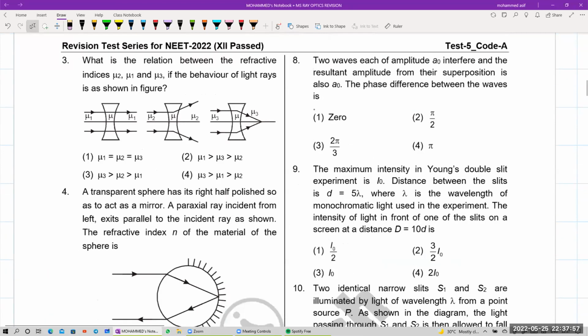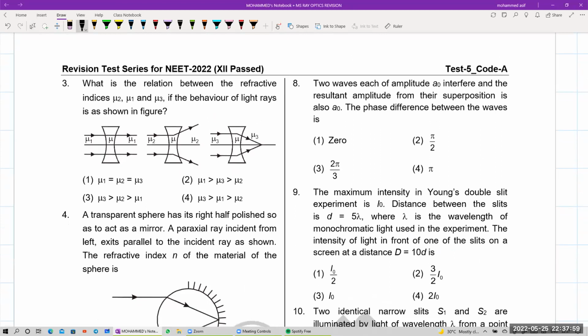चलो next one. Two waves of amplitude A0 interfere and the resultant amplitude from their superposition is A0. Phase difference between the waves is equal to how much? चलो बताइए जल्दी से कोई. Two waves each of amplitude कितना है? A0 interfere and the resultant amplitude from their superposition is also A0. The phase difference कितना? डायरेक्ट फॉर्मूला है बेटा.